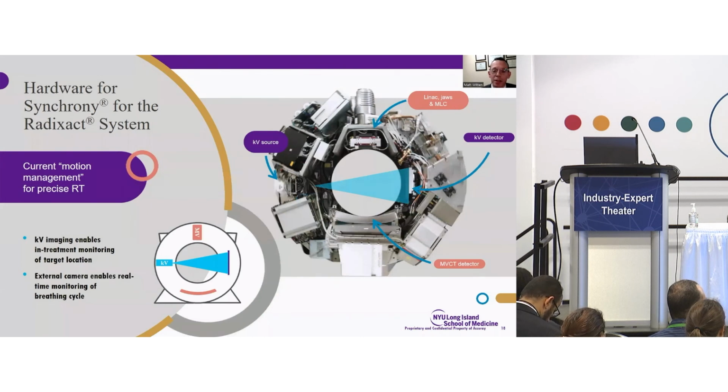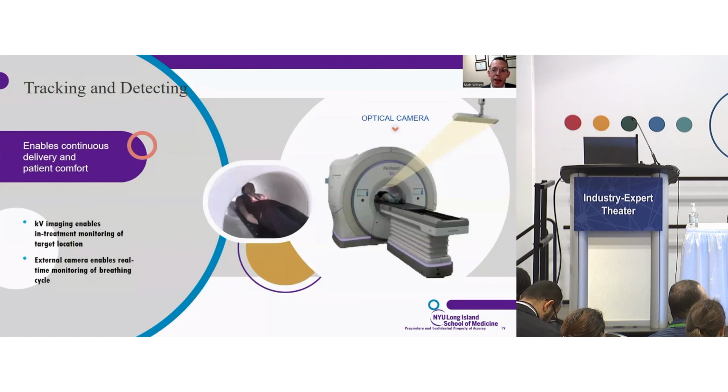So here's the guts of the Radixact. You can see the KV source and the KV detector, and also the LINAC itself and the MVCT detector over there. And that's sort of how we use the machine. The LINAC to deliver the treatment, and the KV source, the KVD, to take the radiographs to monitor the position of the target. So for respiratory tracking, we have this optical camera that's mounted on the wall that monitors the position of the LEDs. The LEDs, as I said before, we use to develop a correlation model with the fiducials to predict where the target will move.